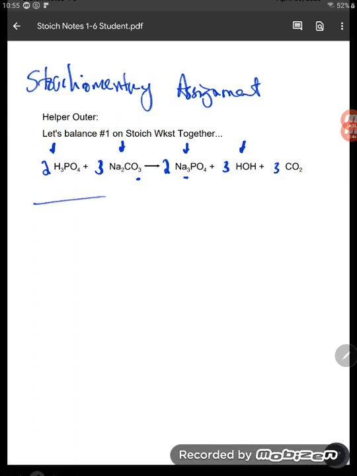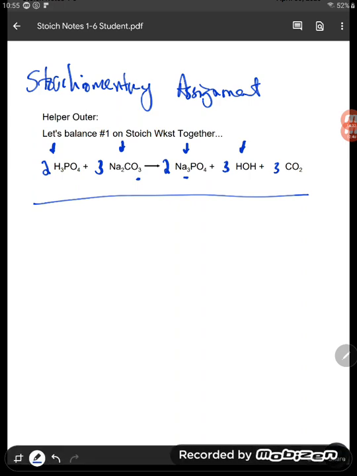So use this equation in the first stoichiometry assignment. Please ask questions as you need to, but I think if you are following that double roadmap, you're following the reference document, you should be good to go. Please reach out to your specific teacher if you have any questions. Please pause and rewatch this video as needed.